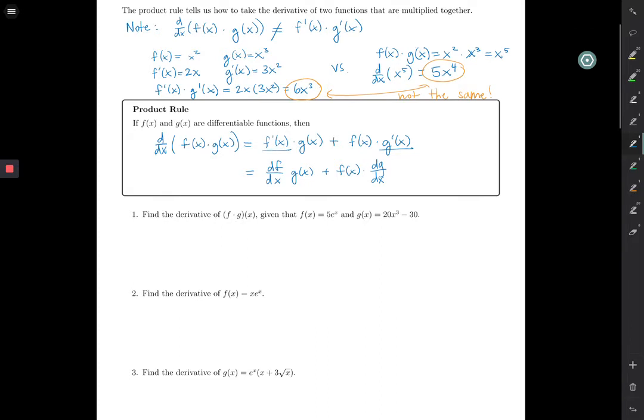Okay, now let's do an example where we apply this. So we want to find the derivative of f times g of x. So notice that this is a little bit more compact a way of writing what I wrote up here, which was f of x times g of x. You should be careful and note that this is a small dot. It is not an open circle, which indicates that we're taking the composition of two functions. So this is not composition, this is multiplication.